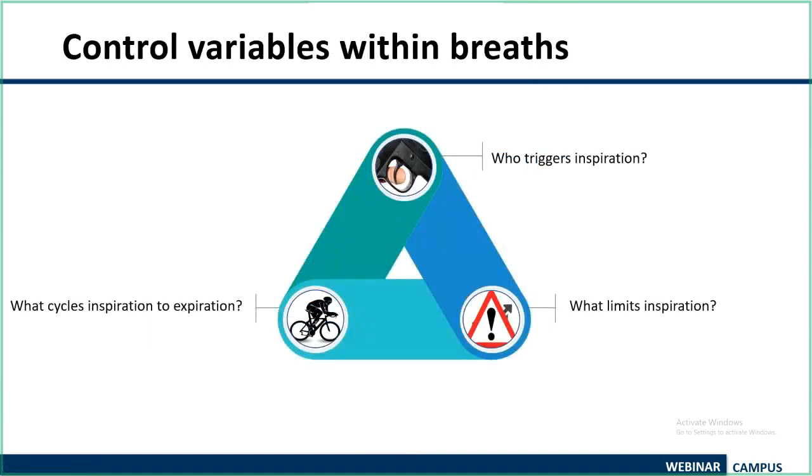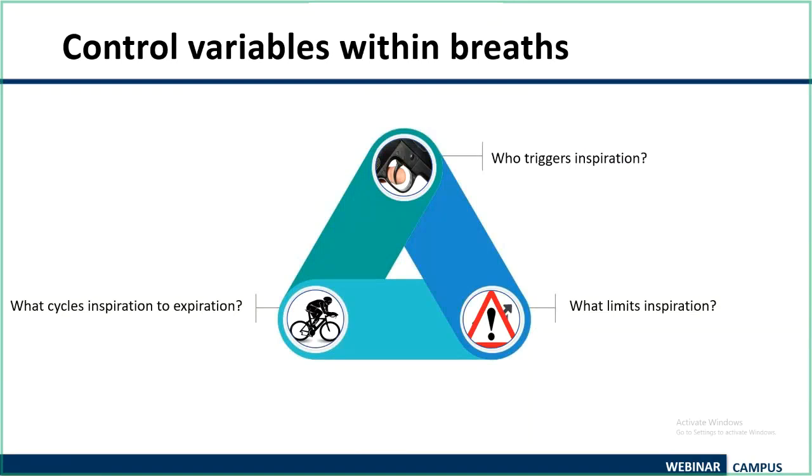Now, there are three variables within the breath. To understand the concept of different modes, this has to be very clear. The first thing is who triggers the inspiration. The inspiration can be triggered either by the ventilator or by the patient. So, there is a patient triggered breath and a machine triggered breath. You have to understand in each mode who is triggering the inspiration.